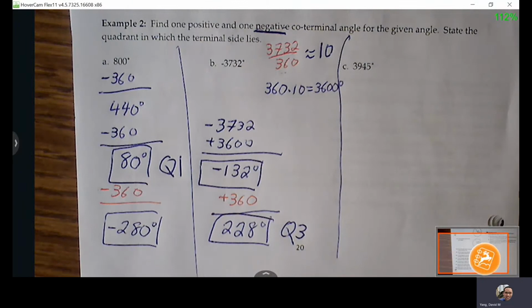Okay, does this shortcut process make sense? Okay. So again, if you decide to choose 11 instead of 10, it really doesn't matter because either way, you'll be close enough, and from there, you'll be able to get to your degree measure a lot faster. Okay, so try that same approach for part C. See if you can identify roughly how many rotations that is, and use that information to get to your quadrant information faster.